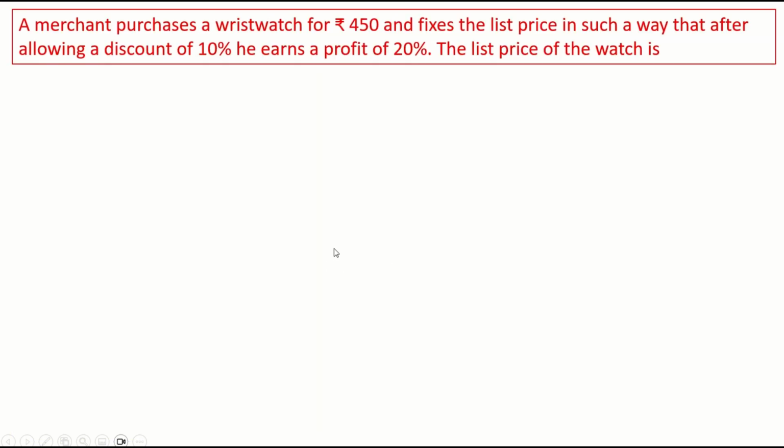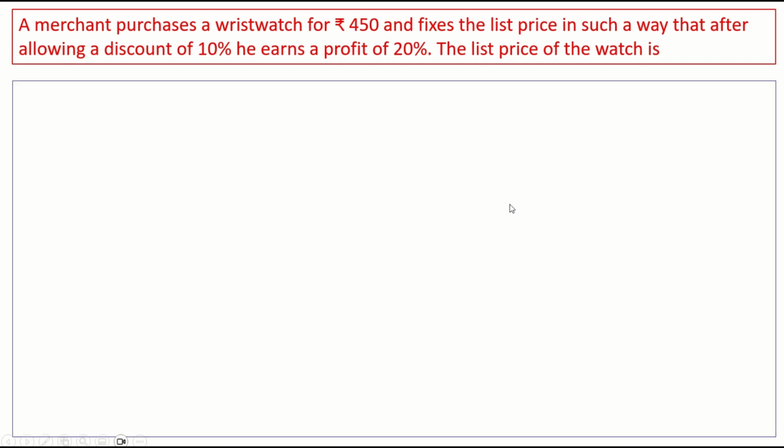A merchant purchases a wristwatch for rupees 450 and fixes the list price in such a way that after allowing a discount of 10%, he earns a profit of 20%. The list price of the watch is? Okay, so this is also easy. L is the list price of the watch. We need to find out L.